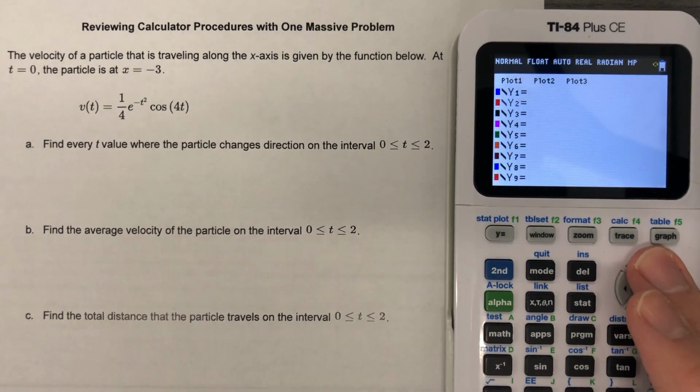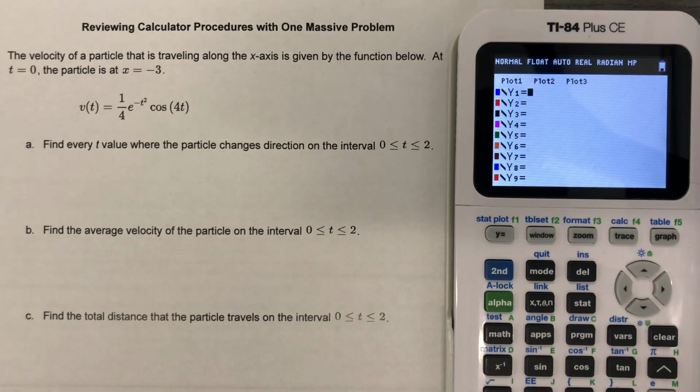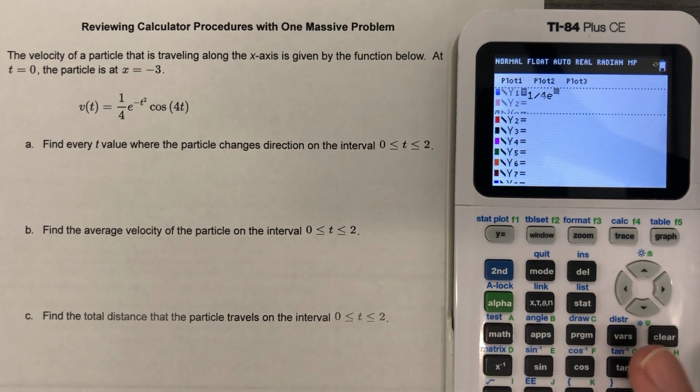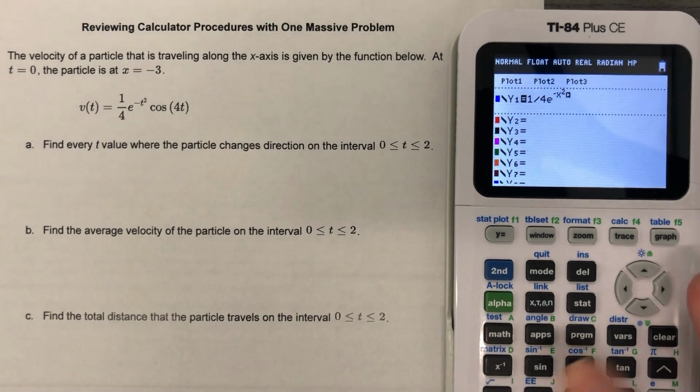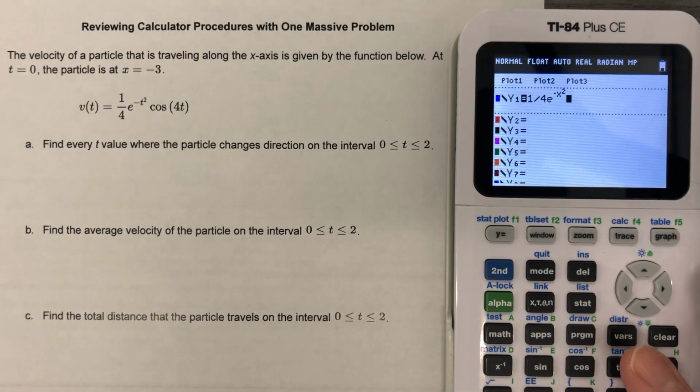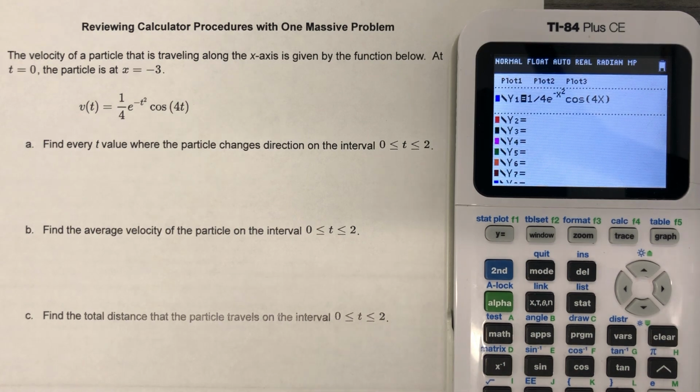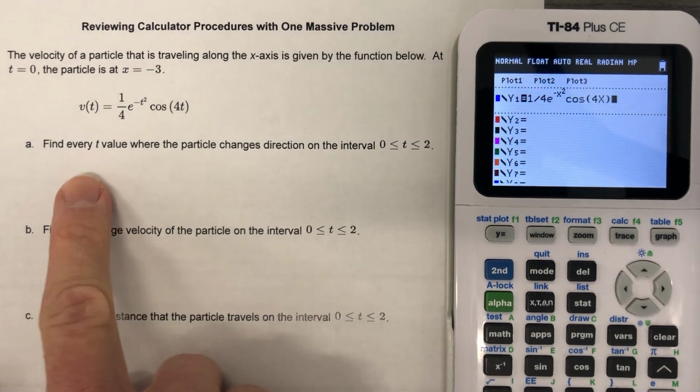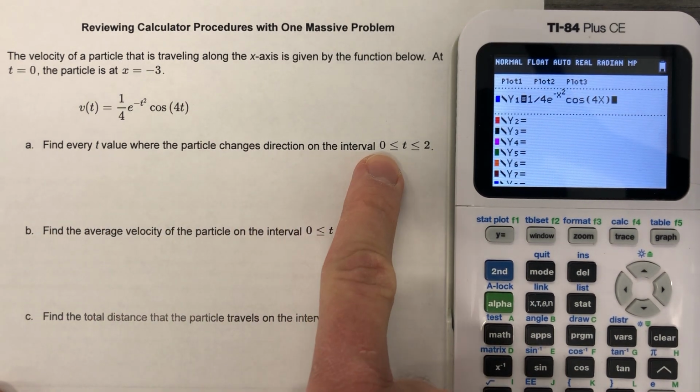So let's type the function in. We're going to go into y1. And we are, of course, in regular function mode. Nothing too crazy, no polar, no parametric, none of that stuff. It's in BC calculus, okay? And instead of t's, we'll put x's, but that's all right. And I want to know where the particle changes direction on the interval from 0 to 2.